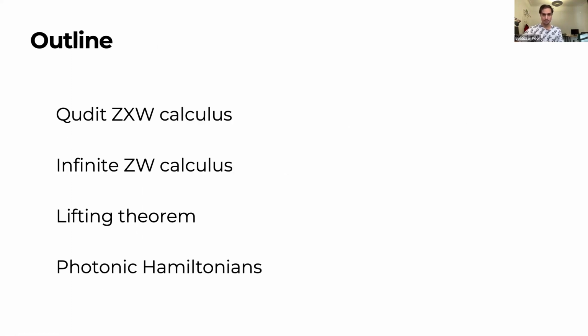So the structure of the talk is going to be as follows. First, I'm going to introduce you to qudit ZXW calculus, then the infinite ZW calculus, which we use to reason about these photons, and then I will show you the lifting theorem, this diagram from the previous slide, and how it's actually done. And lastly, I am going to show some exciting applications in expressing photonic Hamiltonians. All right, so let's go.